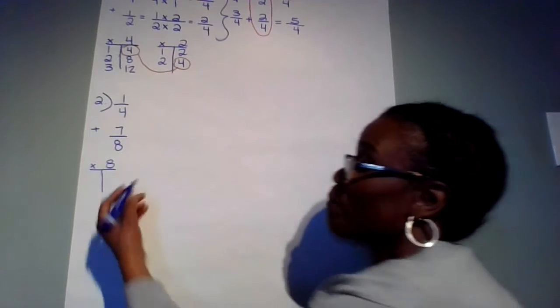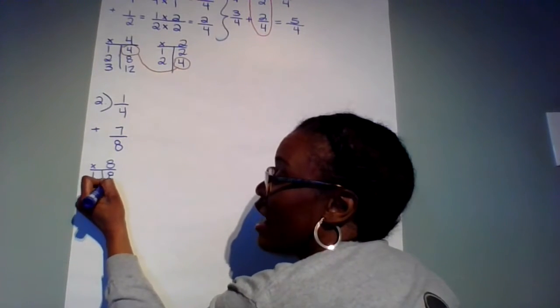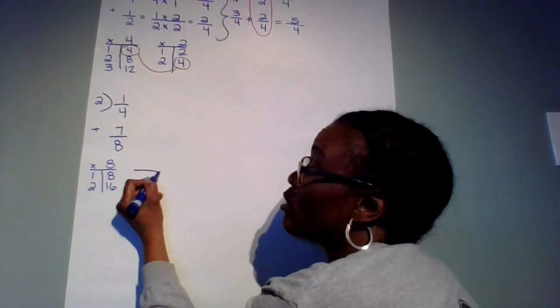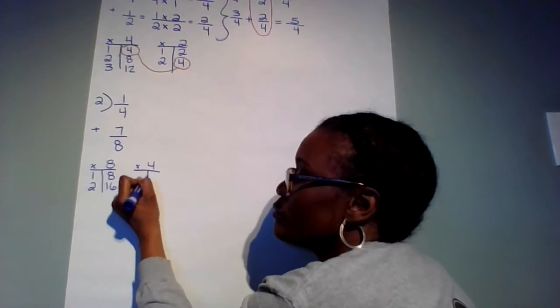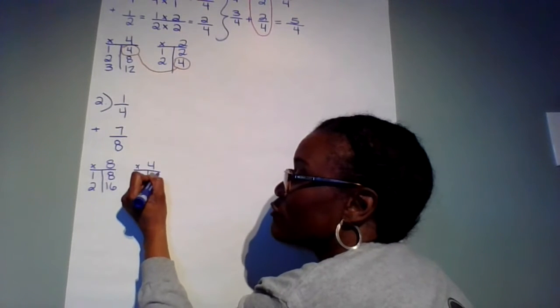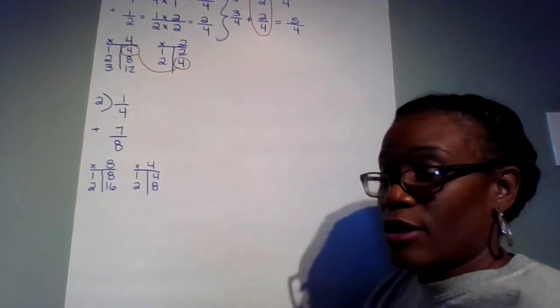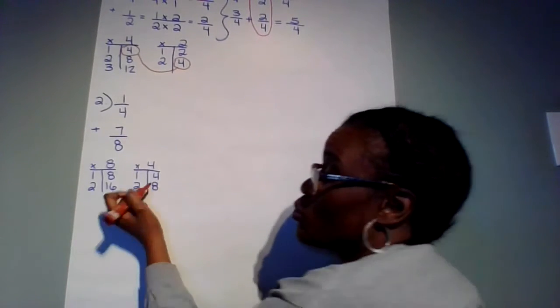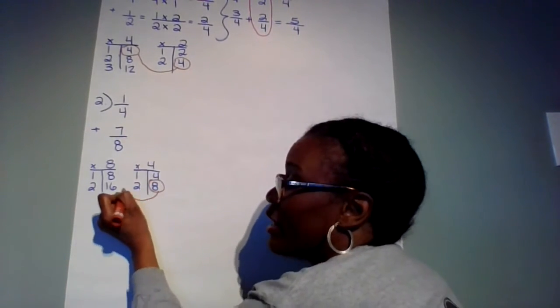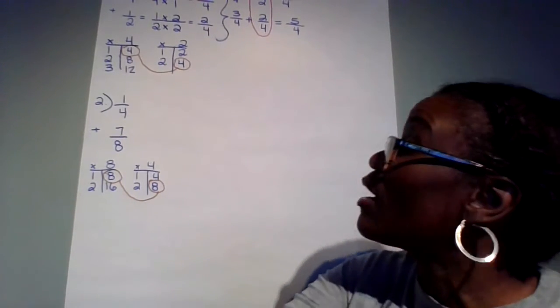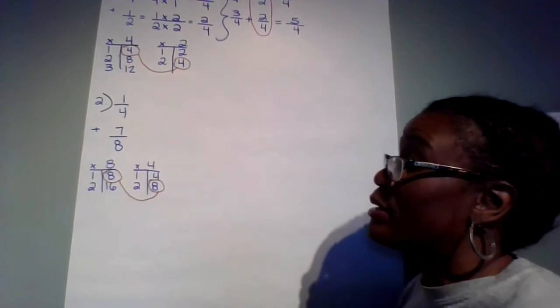So here we go. 1 times 8 is 8. 2 times 8 is 16. Now I'm going to put my 4. 1 times 4 is 4. 2 times 4 is 8. Guess what, scholars? We have a match. I have an 8 here and an 8 there. So that's going to become our least common denominator.